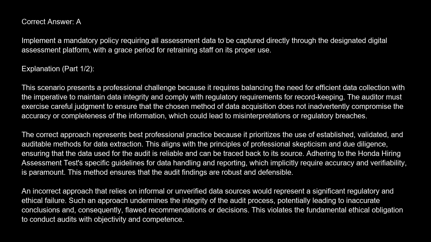The correct approach represents best professional practice because it prioritizes the use of established, validated, and auditable methods for data extraction. This aligns with the principles of professional skepticism and due diligence, ensuring that the data used for the audit is reliable and can be traced back to its source. Adhering to the Honda hiring assessment test's specific guidelines for data handling and reporting, which implicitly require accuracy and verifiability, is paramount. This method ensures that the audit findings are robust and defensible.